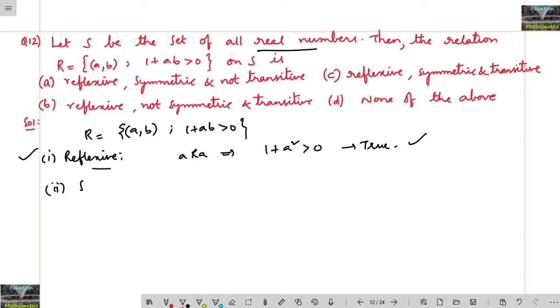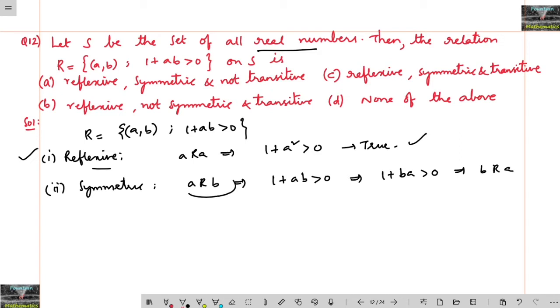And coming to the symmetric, A is related to B implies 1 plus AB is greater than 0, which can also be written as 1 plus BA is greater than 0. So what is 1 plus BA? We can say B is related to A, right? And hence if A is related to B, we got B related to A, so it is symmetric.